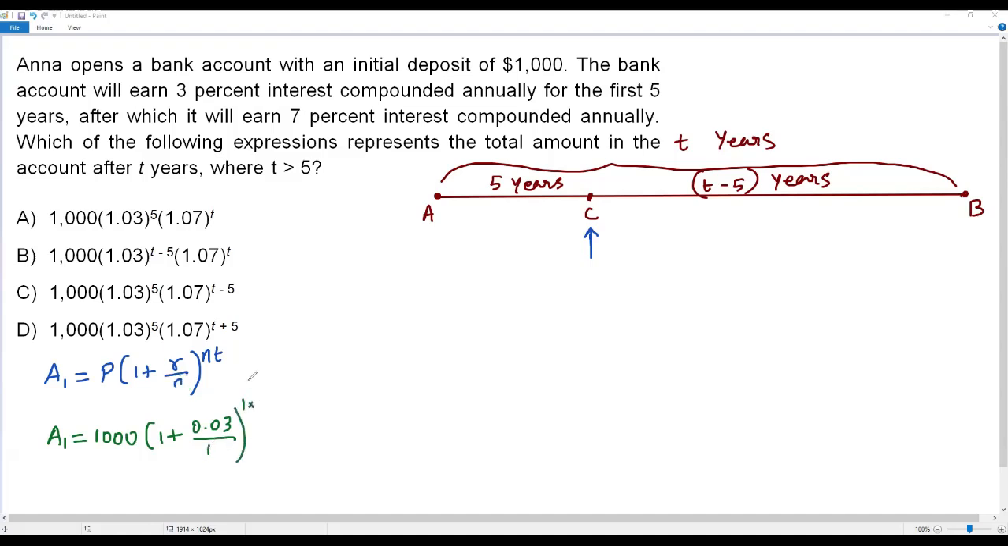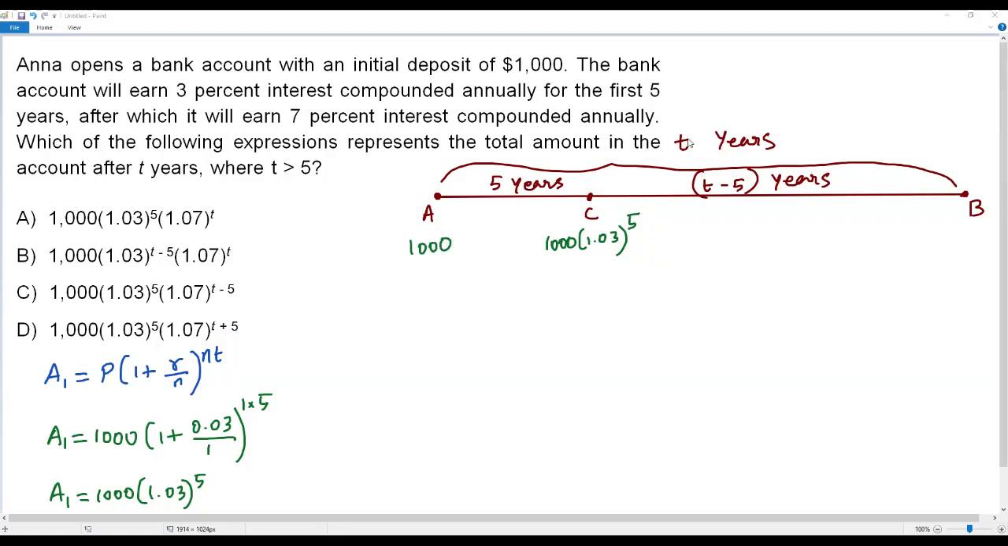Again, here N is 1 and T is the number of years. Here we have 5 years, so I have to multiply it by 5. Then A1 equals 1,000 times, when I divide 0.03 by 1, it's still 0.03. When I add this 0.03 to 1, I get 1.03 to the power of 1 times 5, which is 5. So this is the value of the deposit of $1,000 after 5 years. That means C represents the end of the first 5 years. At this position, the value of the deposit is 1,000 times 1.03 to the 5th power. At the position A, the value of the deposit is just $1,000, the initial deposit.